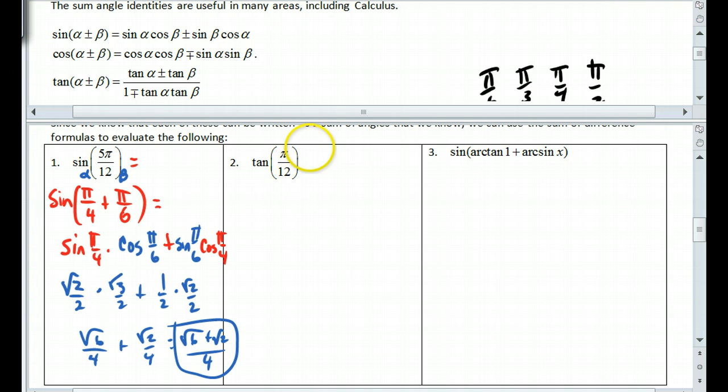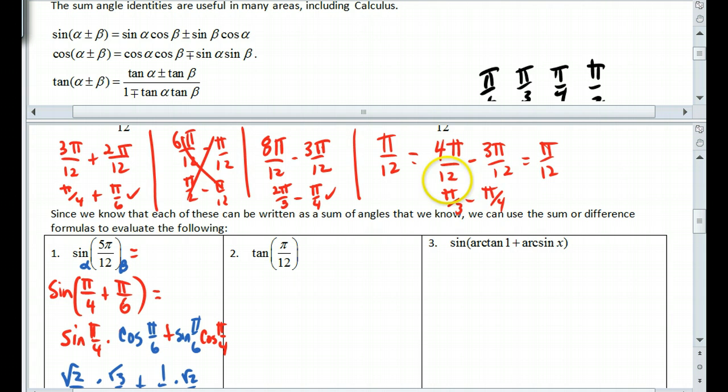Remember that you have to do the pi over 12 piece, which we had right here. That would be one option to do. Okay, so maybe try that and see. Otherwise, I'll go through it.